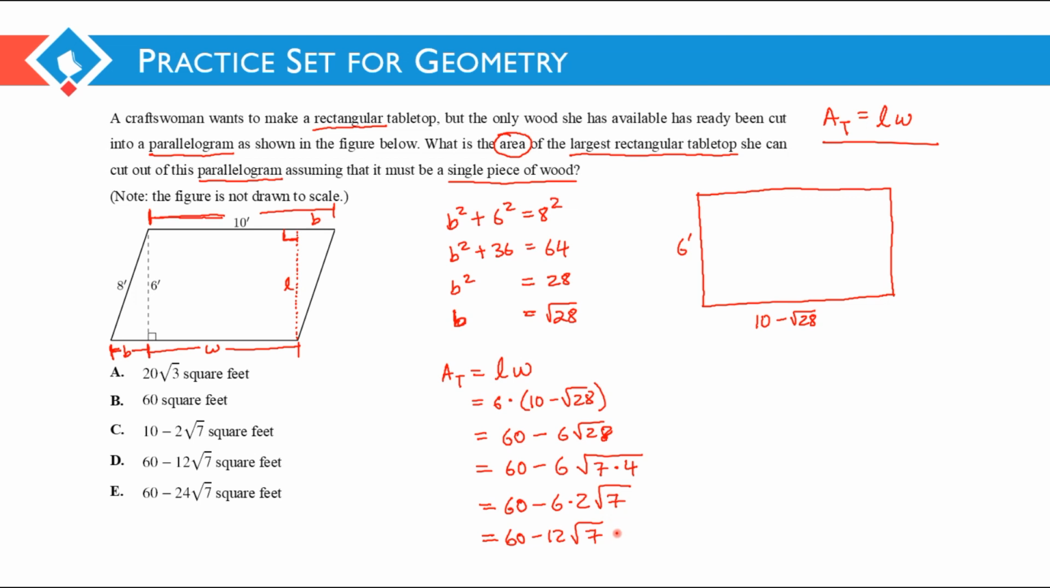And keep in mind that our answer is going to be in feet squared. So our answer is 60 minus 12 root 7 square feet. And that does look exactly like one of our answer choices, and that is going to be D for donut.